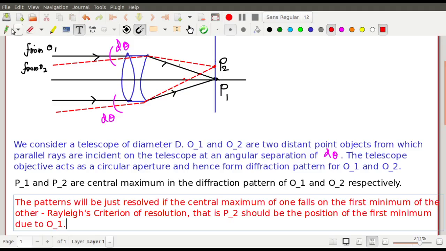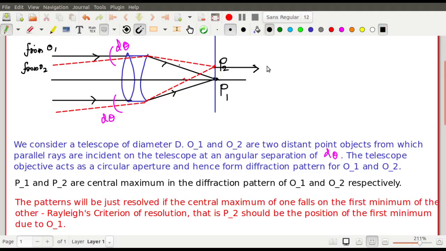P2 টা actually কার position? P2 is actually the position of the principal maximum of O2. And what did Lord Rayleigh say? Rayleigh বলছেন that the system will be resolved if the principal maximum of one falls on the first minimum of the other. So P2 is already the principal maximum of O2. তাহলে এটার উপর কাকে আসতে হবে? Who has to overlap on it? This P2 should also be the position of the first minimum of O1.